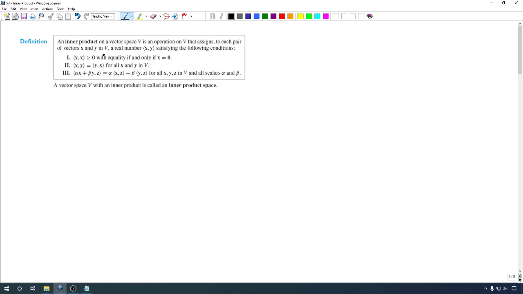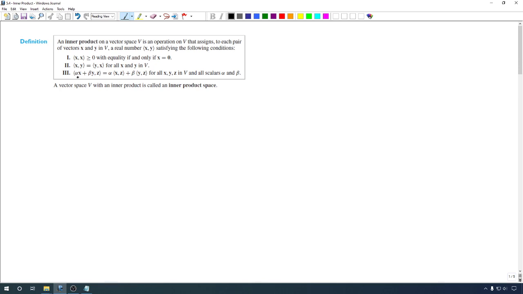Essentially, we'll multiply them together to get a real number, and we denote it as x comma y inside angle brackets. And this will be any possible way of doing that that satisfies these three conditions. The inner product of a vector with itself has to be a non-negative number, and that inner product with itself will only equal 0 if the vector is 0 to begin with. We'll also say that the order doesn't matter, so the inner product of x and y is equal to the inner product of y and x.